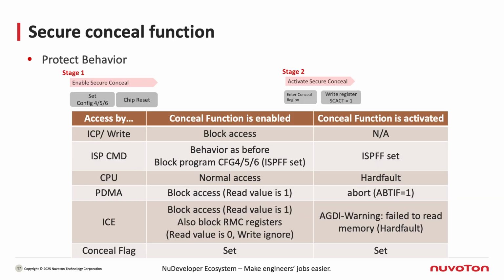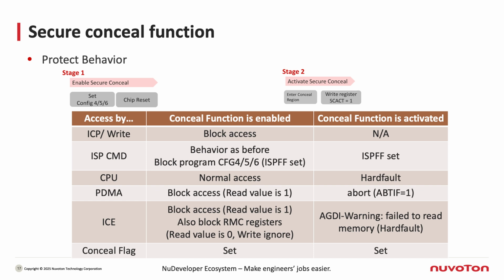In the Secure Conceal function, enabled and activated are 2 distinct states. About the enabled state, the CPU can still access the region normally. Access from ISP or PDMA is blocked, but the system does not generate errors. As for the activated state, the conceal region is fully active.